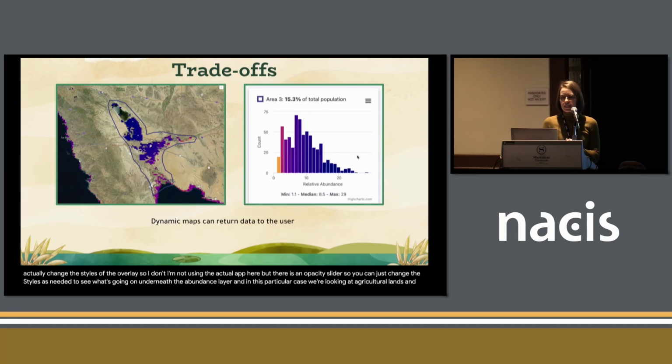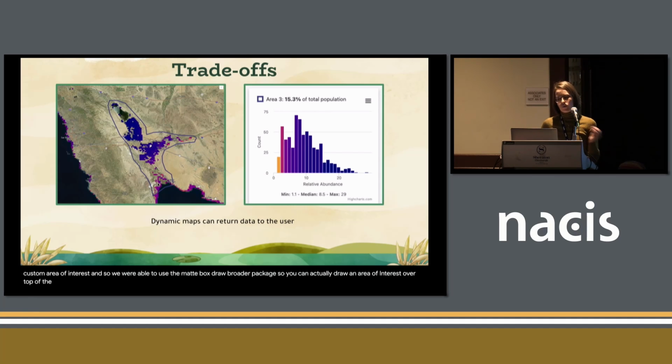And last but not least, there were some focus groups that were done prior to my joining this project, in which we talked to shorebird conservationists directly. They said that it was really important for them to be able to figure out the percent of population of a species for a custom area of interest. And so we were able to use the Mapbox Draw package, so you can actually draw an area of interest over top of this abundance layer and return the percent of population for that area.